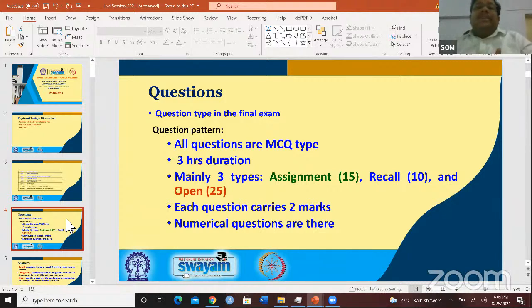Well, in the final exam, all questions will be MCQ types, that is multiple choice question, and duration will be around 3 hours. And there are mainly 3 types of question. One is assignment type of question, second is recall question, and third is open question. There will be 15 assignment questions, 10 recall questions, and around 25 open questions. So in total, there will be 50 questions, and each question will carry 2 marks.